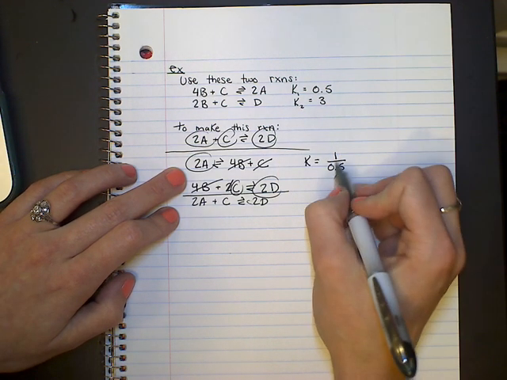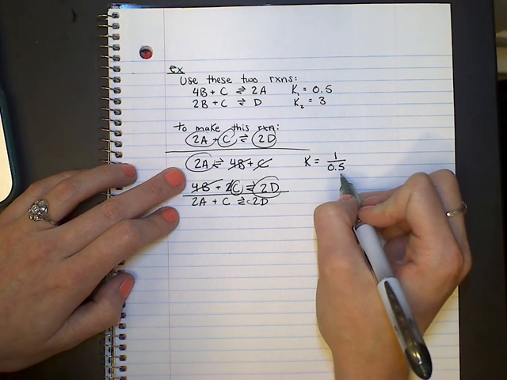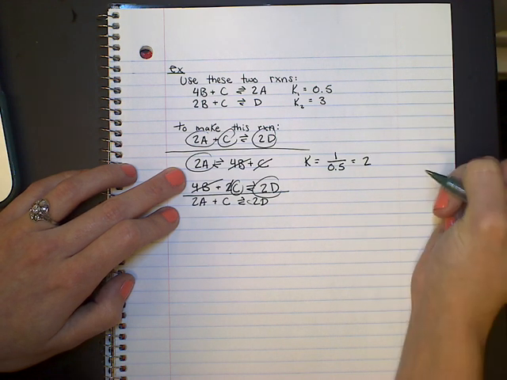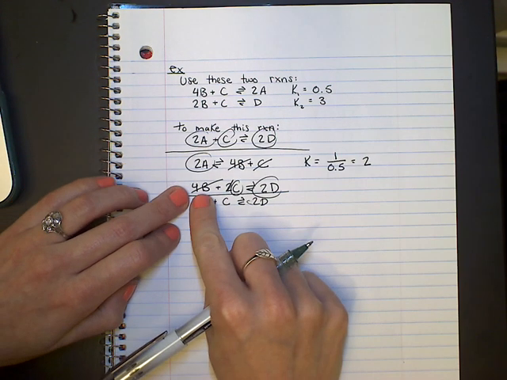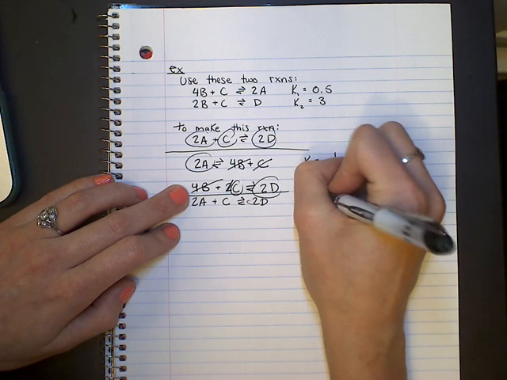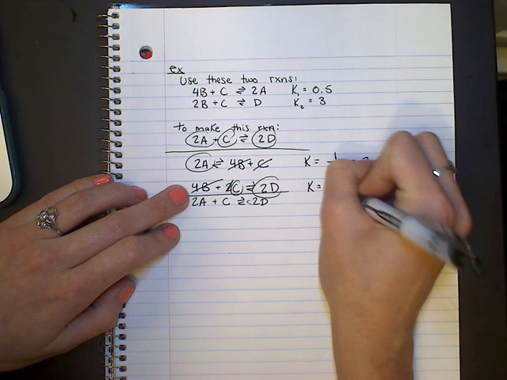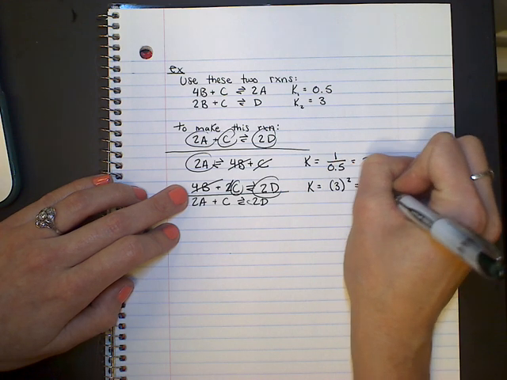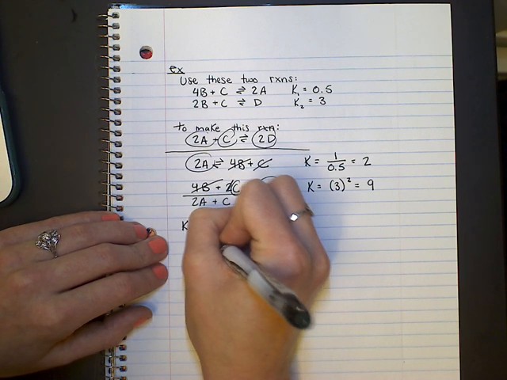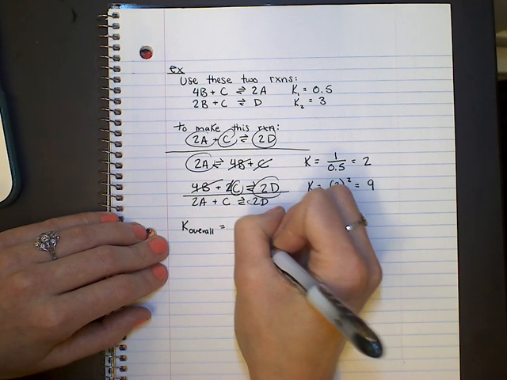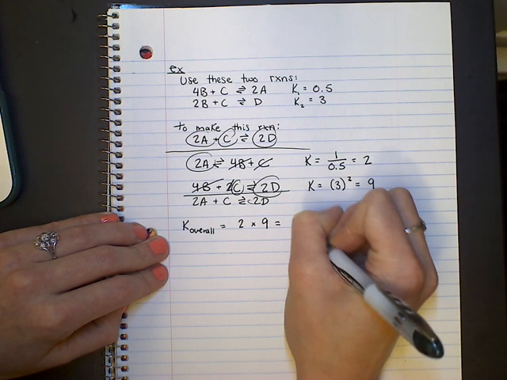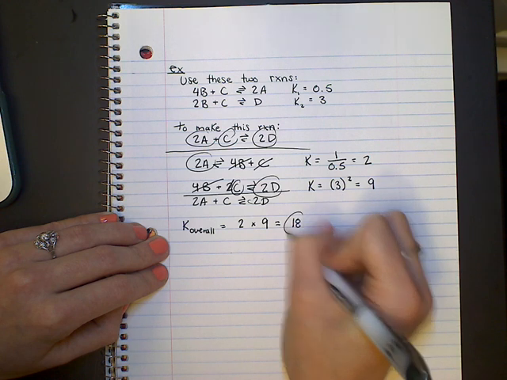Again, that 1 over thing I just did was from the first thing we talked about on the prior page, so that's going to equal 2. And then for this equation, I just multiplied this one by 2. So here, this K is equal to 3 to the power of 2, which is 9. Now if I want my overall K, I'm going to take 2 and multiply it by 9. And so my overall K for this new reaction that I just made is 18.